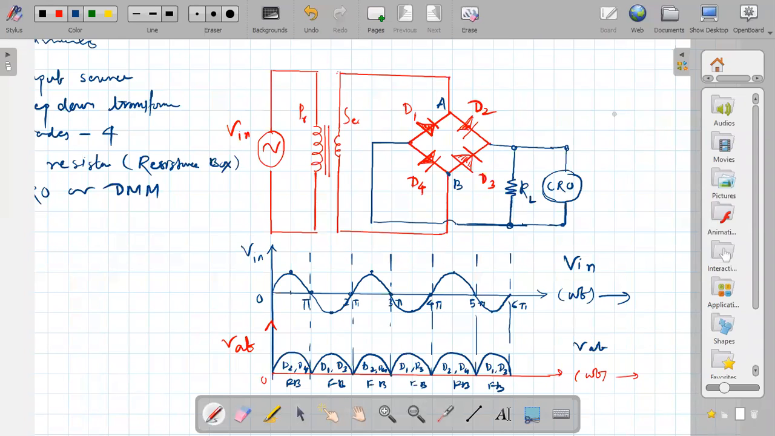In case of a bridge rectifier, it consists of four diodes. And a half wave rectifier consists of only one diode. In the next lecture, I will take the theoretical part of this bridge rectifier.